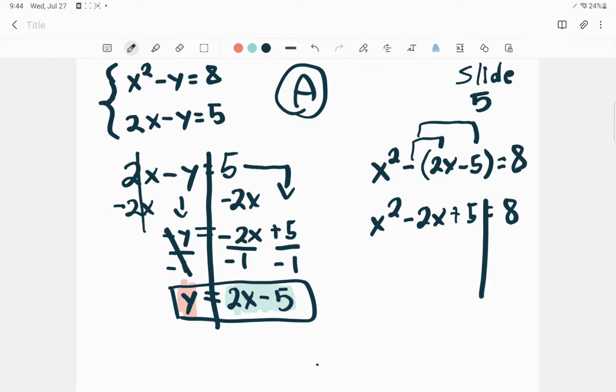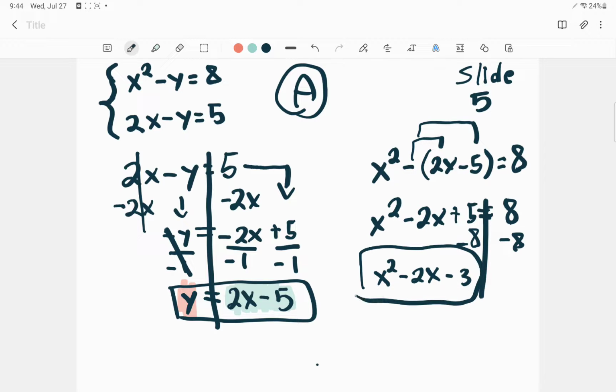Now, for the case of this problem, we're going to want to move the 8 to the other side. So I'm going to do negative 8, negative 8. So the final equation that I'm going to have is x squared minus 2x minus 3. Now, that's the answer for A. That's A. That's your answer. I'm going to highlight it.